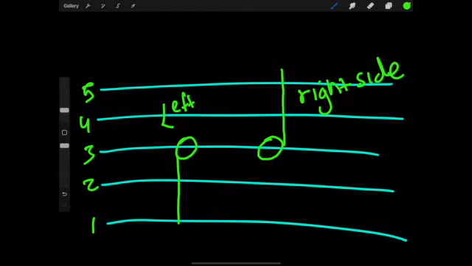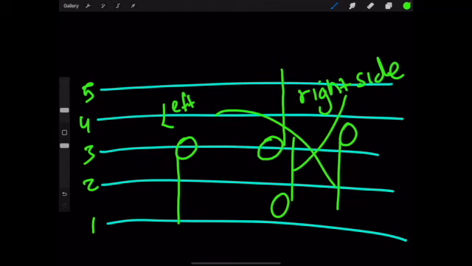So, those are our only rules. Below the middle line, stem must go up. Above the middle line, stem must go down. Stem goes down, it goes to the left. Stem goes up, it goes to the right.